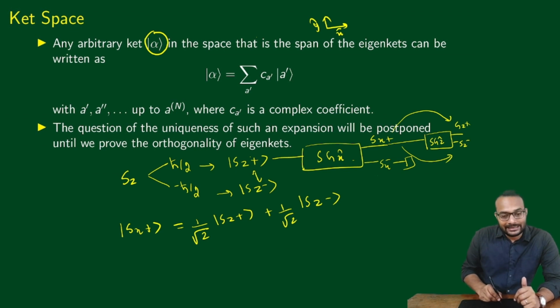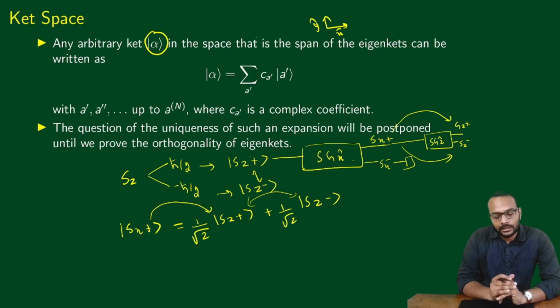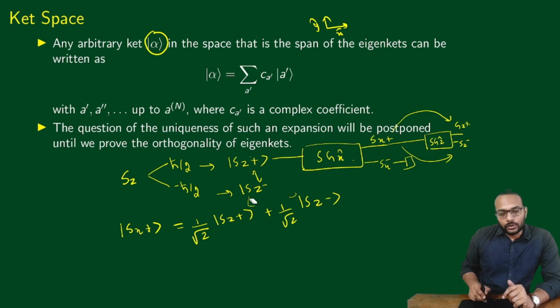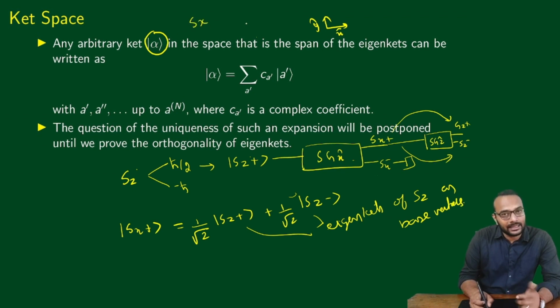So we see that Sx plus has a particular component along Sz plus, and Sx plus has a component along Sz minus also. But Sz plus has no component along Sz minus and vice versa. So this will be called a set of orthogonal base vectors. In the same way, we know that this base is not unique. Instead of choosing the eigenkets of Sz as base vectors, you could choose the eigenkets of Sx as base vectors also.